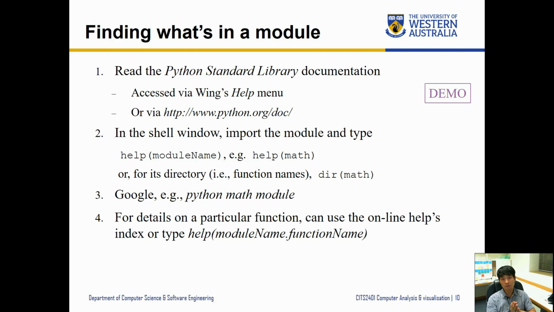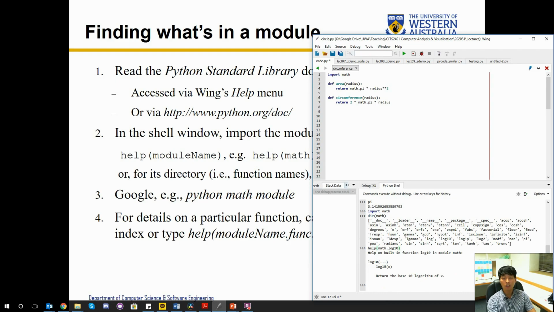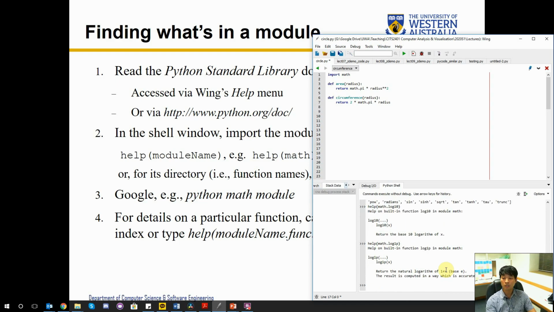To get specific help on individual functions, you can extend your help by typing the module name, dot, and the function name inside the module. We have tried that before, so let's have a look. Here we see log10. Log10 is a function, and it tells us it returns the base 10 logarithm of x. There is also log1p, which returns the natural logarithm of 1 plus x, base e. So that's the natural logarithm function there.